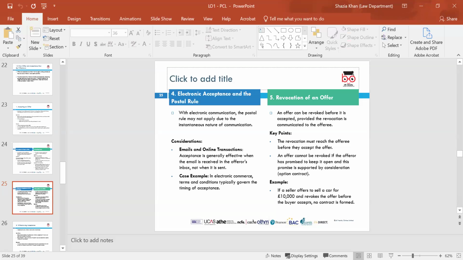So if someone sends a contract via email and the other party replies with an email acceptance, the contract is formed when the offerer receives the acceptance email, not when the accepting party hits send. Okay, so these are electronic acceptance and the postal rule. The next element on the handout and the slide is revocation of an offer.